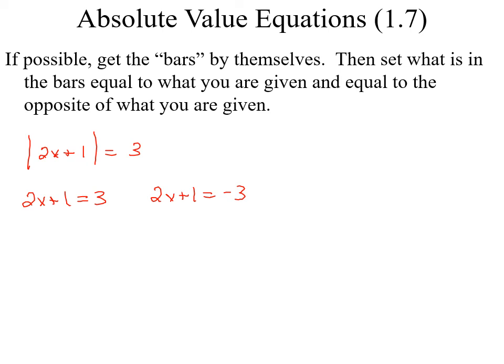Please notice though, if it said the absolute value of 2x plus 1 equals negative 3, you don't do that. Your absolute value can never, ever, ever be negative. So if there's a negative right here, is that equal to an absolute value equation? The answer is always no solution. Always. That's one of the easiest problems that you'll see on the homework.